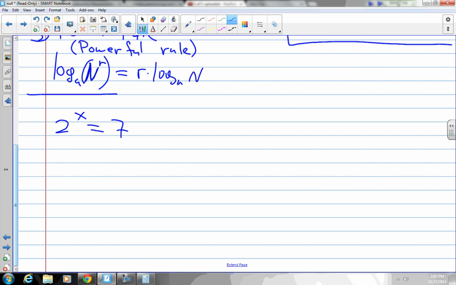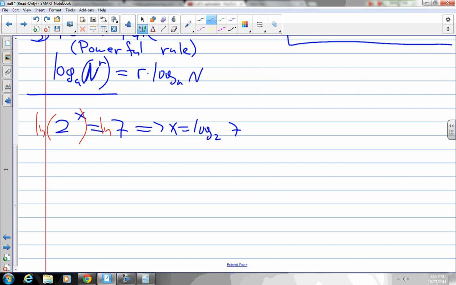Why is that important? 2 to the power x equals 7. Yes, I can rewrite it as log base 2 of 7. Doesn't do me any good because my calculator does not have a log base 2 button. But what buttons does my calculator have? Log base 10 and log base e, so common log and natural log. I really like natural log. So what I can do is take this equation and take the natural log of both sides. You just saw me do that earlier.